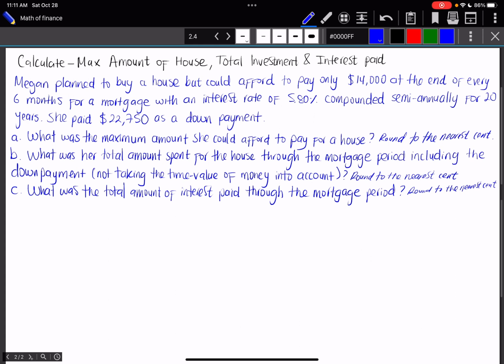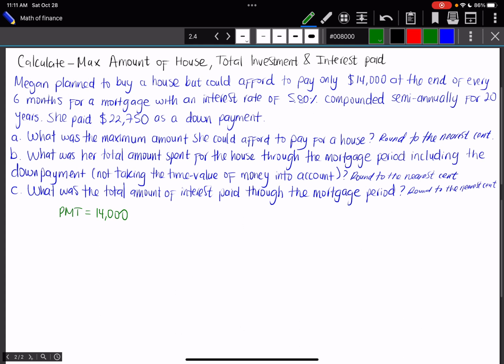To work with a problem like this one, we need to identify various variables. So we're going to introduce some notation. The $14,000 that we have here corresponds to the amount of the periodic payment of the annuity. That's the amount that Megan can afford to pay at the end of every 6 months. So we have PMT equals $14,000.